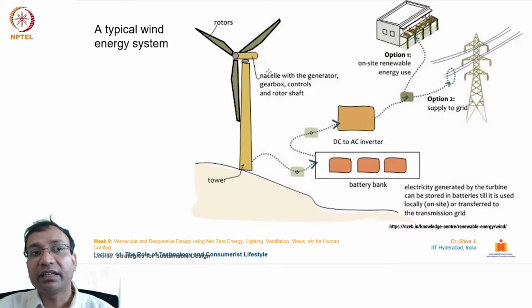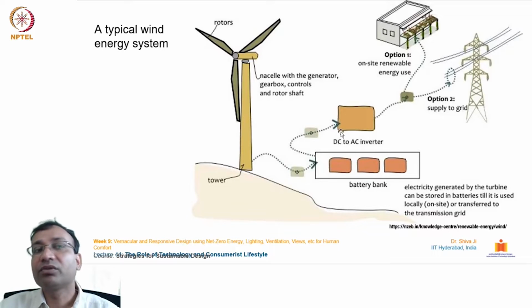It has a gearbox, control, rotor shaft, etc., and this is the unit which generates the electricity. From here, this electricity goes through cables to either a battery bank or DC to AC conversion. Then it goes for, for example, on-site uses, or maybe supplying to the grid. So this is a typical layout of a windmill-based energy generation system.